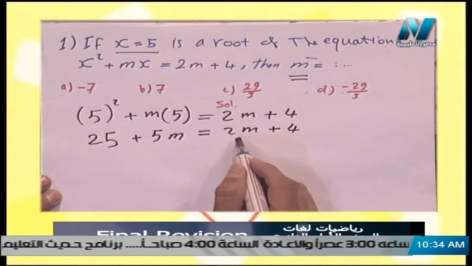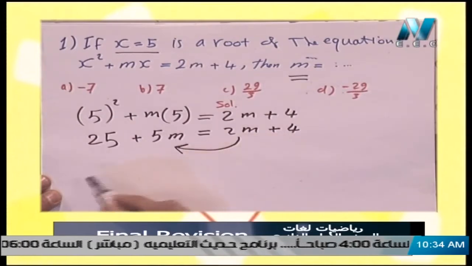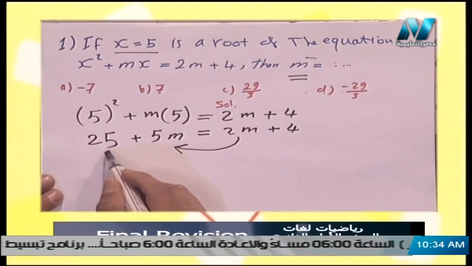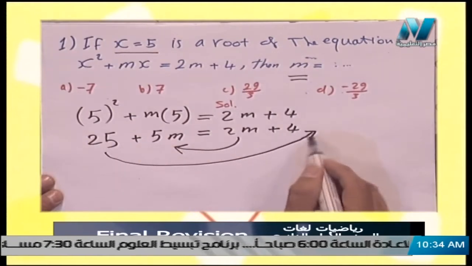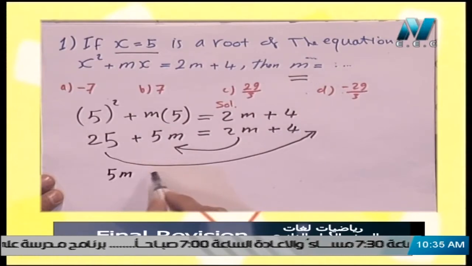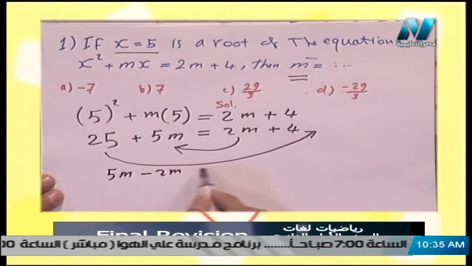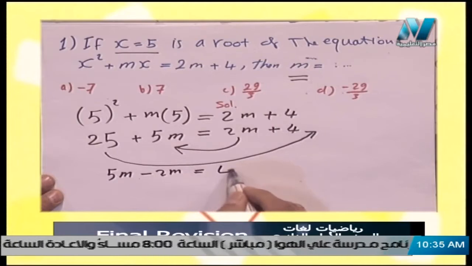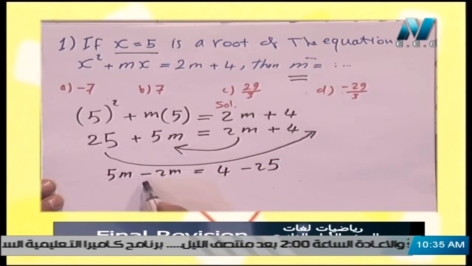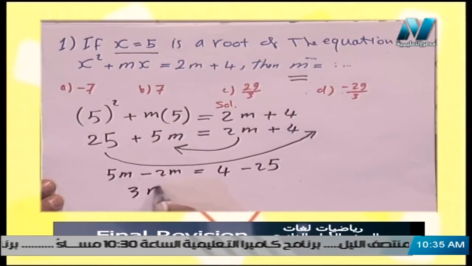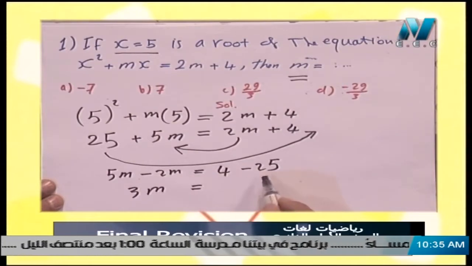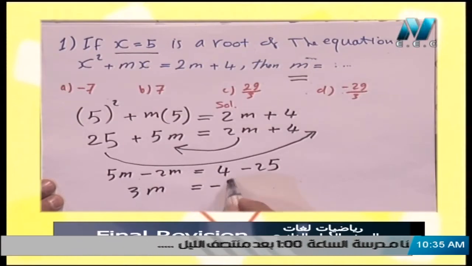We try to collect m on one side, the left side, and the numbers on the other side. So 5m minus 2m equals 4 minus 25. 5m minus 2m equals 3m, equals 4 minus 25, equals negative 21.